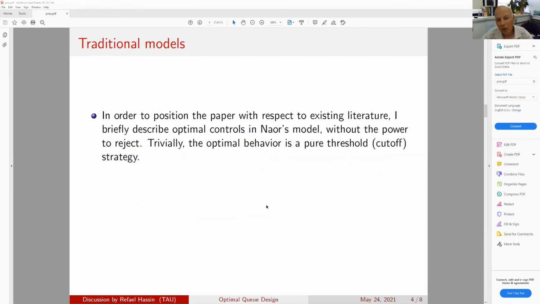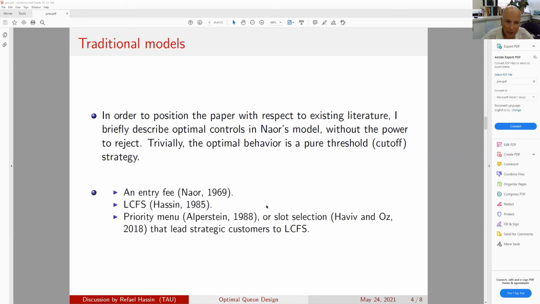So I want to make some comments about positioning this paper with respect to the literature. Mainly I will concentrate on the Naor model. The Naor model is a single server queue, and there is no power to reject. The optimal behavior is a cutoff strategy, usually called a threshold strategy; queuing or cutoff, both are the same. And the question is, how can I control the queue when I cannot reject customers? One obvious solution is an entry fee. When I charge an entry fee, then fewer people will join the queue, as I want.